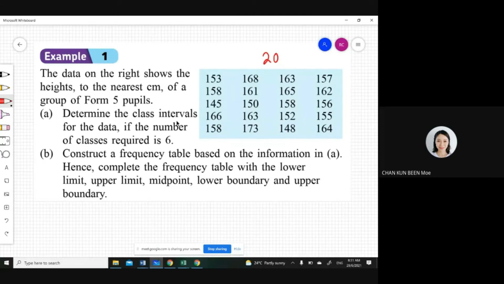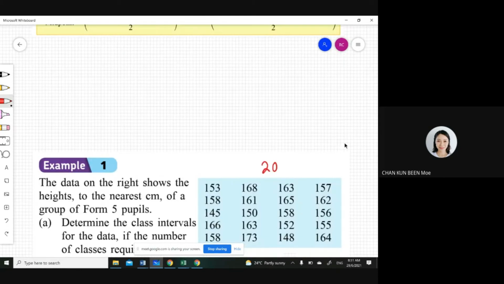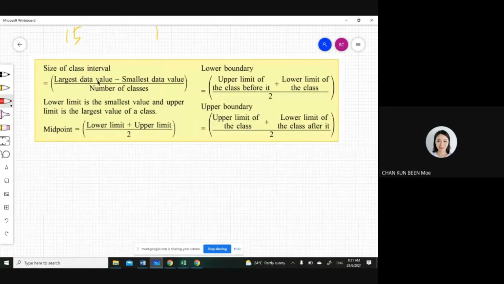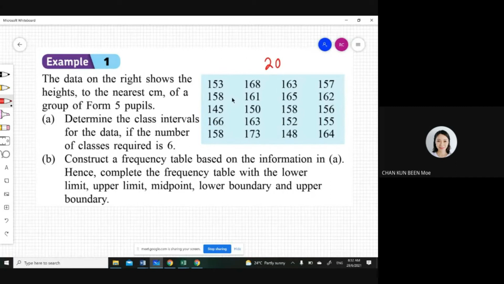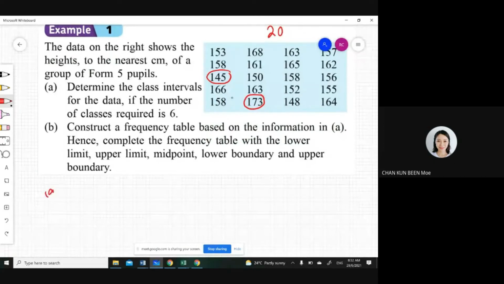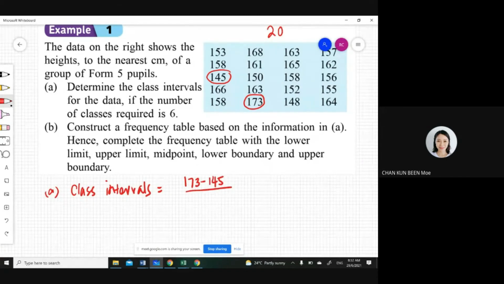A, determine the class interval for the data if the number of classes required is 6. Actually, we just follow what is given in the formula. To get the size of the class interval, use the largest data value minus the smallest data value, divide by the number of classes. Which one is the smallest data value? 145. Which one is the largest data value? 173. Very good. So we can get the class interval already: 173 minus 145, and then you divide by the number of classes required, which is 6.